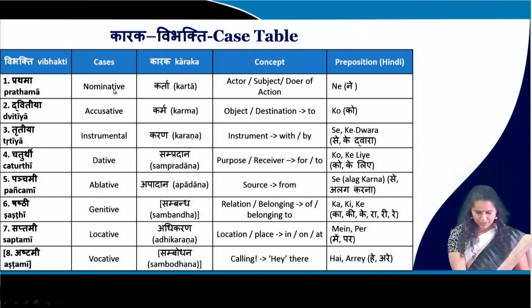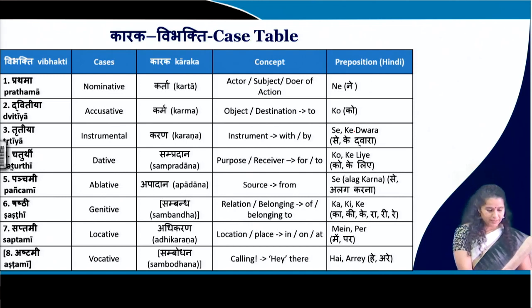So here we have prathama, which is the nominative or the karta, and it is the actor, subject, doer of the action, ne in Hindi. Dvitiya or the accusative, the karma, the object or the destination, like for the gam dhatu specifically, and the English preposition is to, ko in Hindi. The tritiya is the instrumental or the karana, the karakam. It's the instrument, with, by as prepositions. Se, ke dwara.